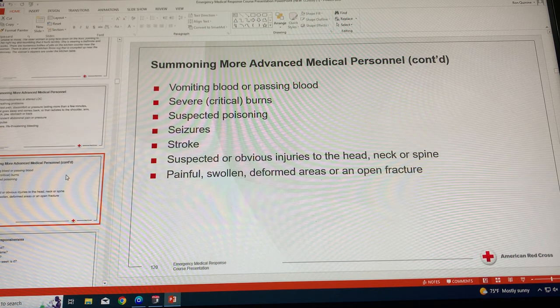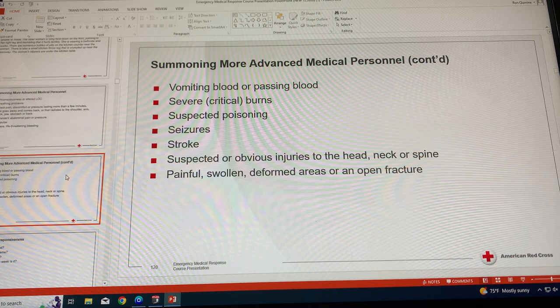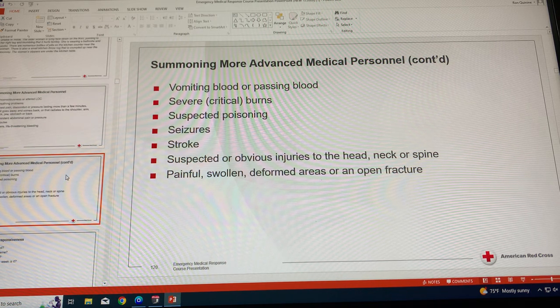Suspected or obvious injuries to the head, neck, or spine, painful, swollen, deformed areas, suspected broken bone or an open fracture. It is impossible to provide a complete or definitive list. There are always exceptions. Trust your instincts and follow local protocols. It is better to have more advanced medical personnel respond to a non-emergency than arrive at an emergency too late to help. So, in other words, it's better to be safe than sorry.